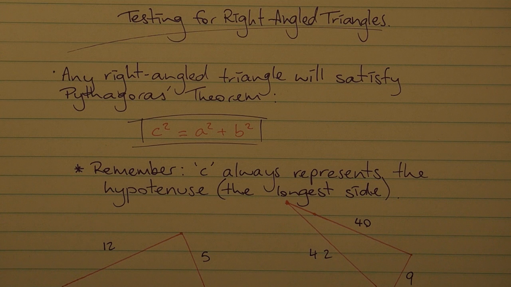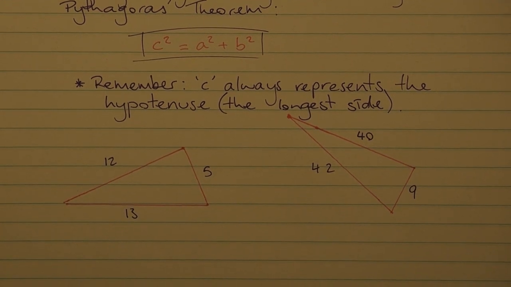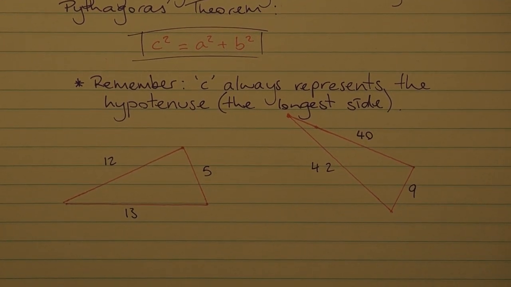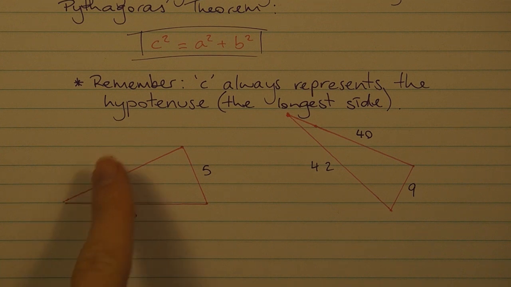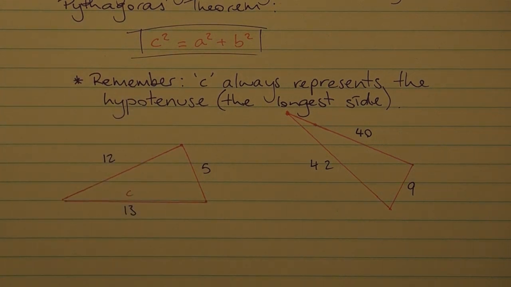But remember, in these cases, we don't know whether or not these triangles have a right angle. So if we're testing a triangle to determine whether or not it's right angled, we'll be given all three sides of the triangle. So c is always going to represent your longest side. In our first case, this is our c. So that's 13, and 12 and 5, obviously a and b, doesn't matter which.